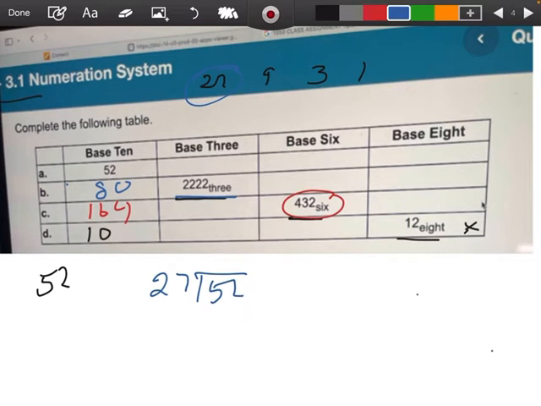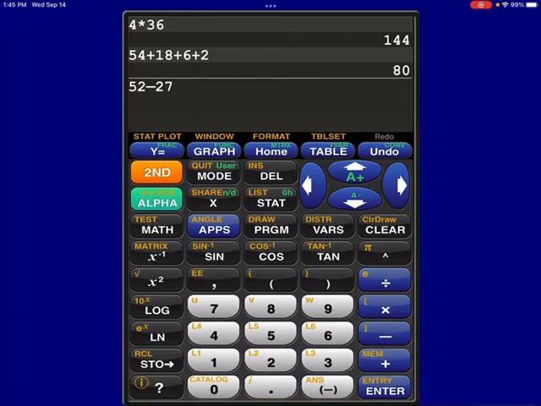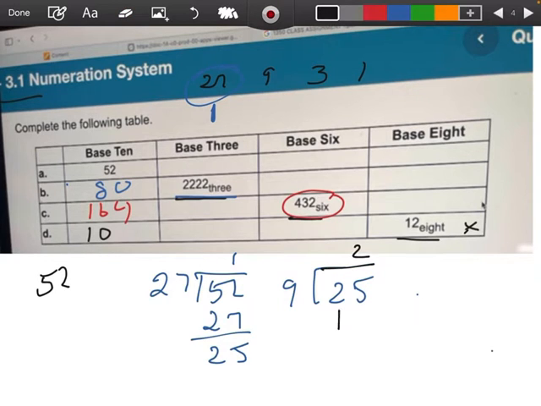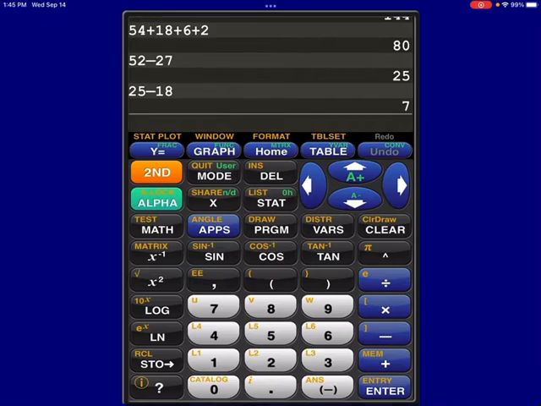I would say actually only one time, because 52 minus 27 is 25. So that's going to give me 25, okay? That means I'm going to have a 1 right here because it went in one time. Now I'm going to take the number 25 and divide it by 9. That's going to go in 2 times, because 3 would be too much. 2 times 9 gives me 18, and when we take 25 minus 18, that's going to give me a total of 7. Okay, so I have 7.